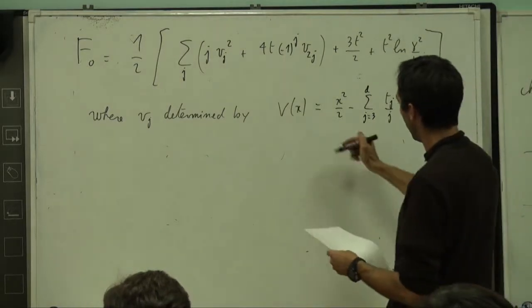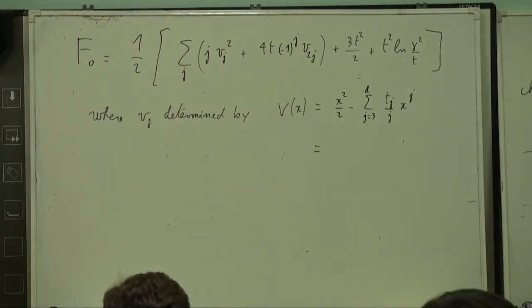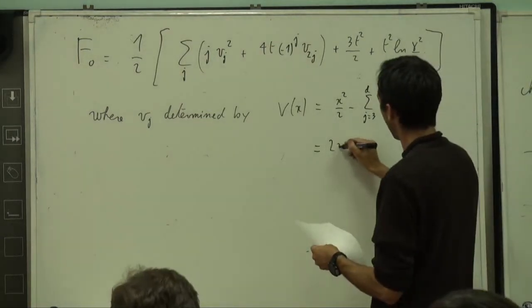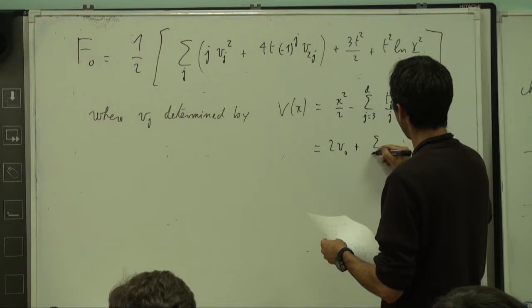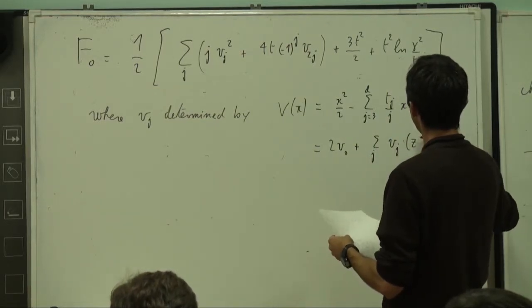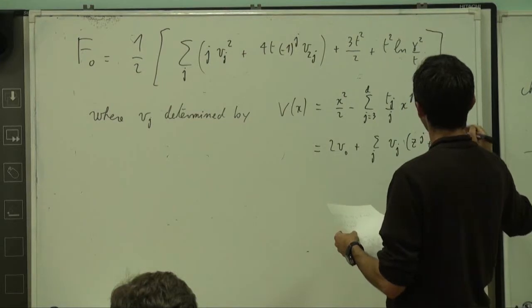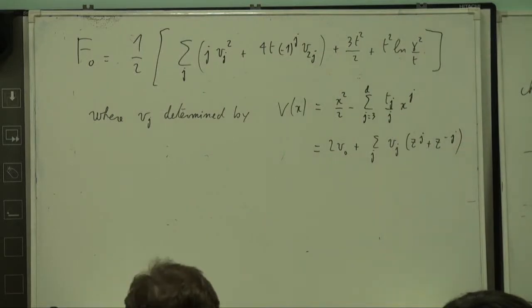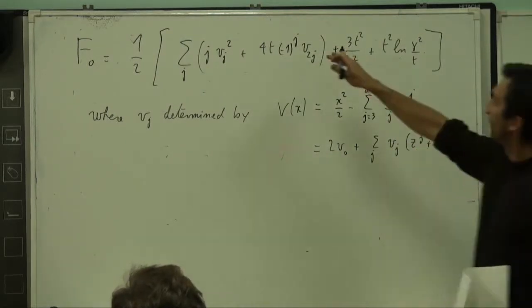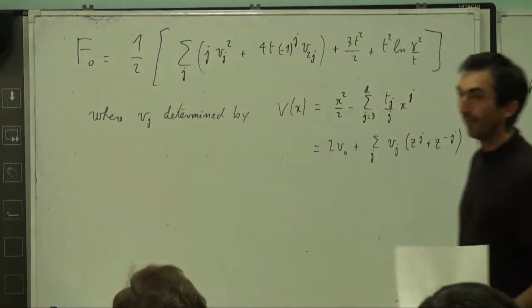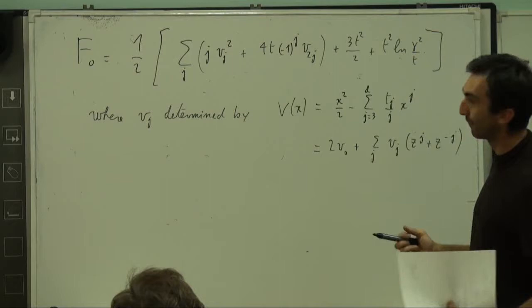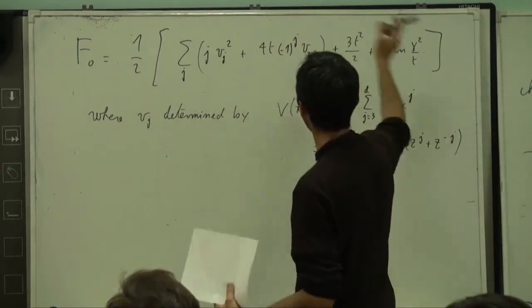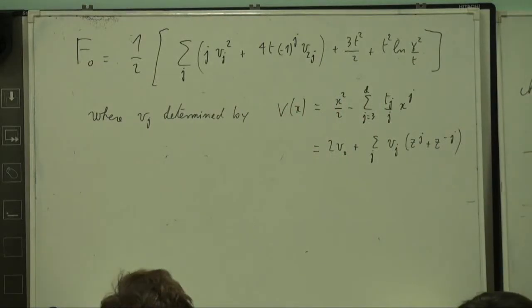Okay, V of x, you decompose it, you write it in the z variable, and you write it as 2v0 plus the sum over j of vj, z to the j plus z to the minus j. So, knowing V and knowing alpha and gamma, you compute the vj's, you put them in that formula that gives f0. And you can check by hand, for instance, take the case of quadrangulations, you will have a very explicit expression, take the derivative with respect to tk, and you can check that it matches with that. So, this is how you prove this formula.